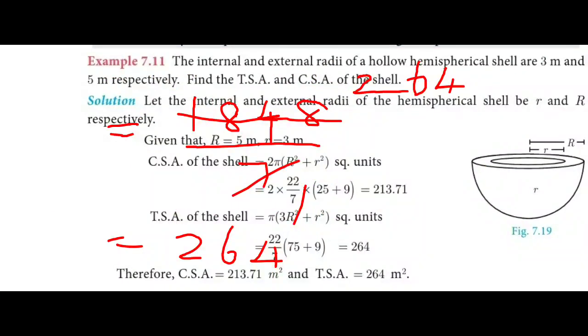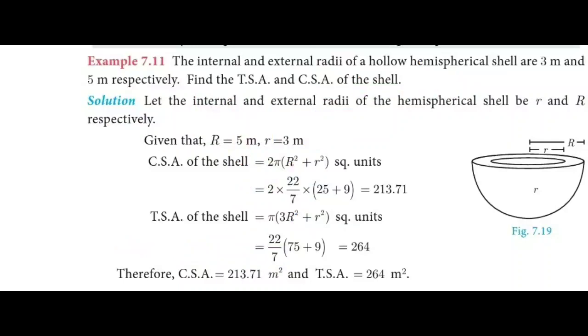Therefore 1848 divided by 7. Then 1 7 is 7. 2 7s are 14, remainder 4, 44. 6 7s are 42, remainder 2, 28. Then 4 7s are 28. Therefore, TSA of the hollow hemispherical shell is equal to 264 meter squared.